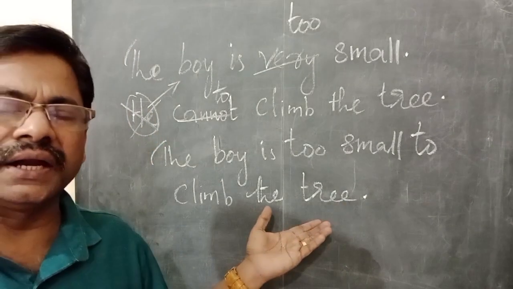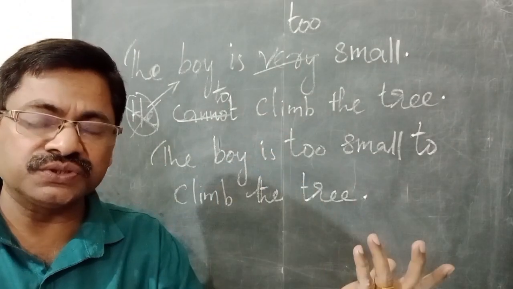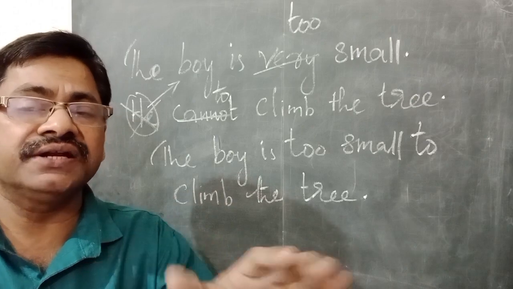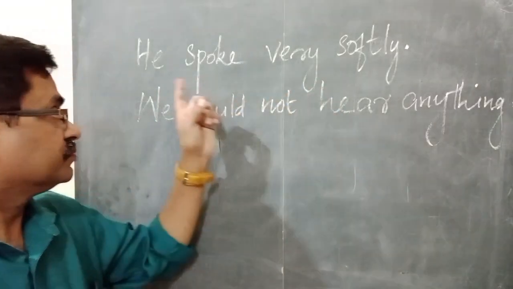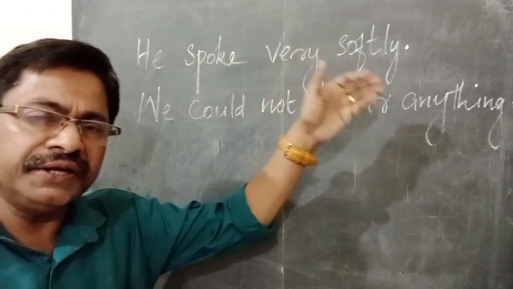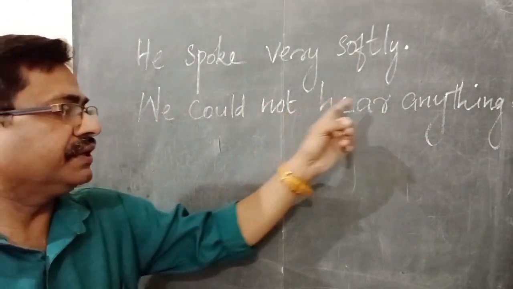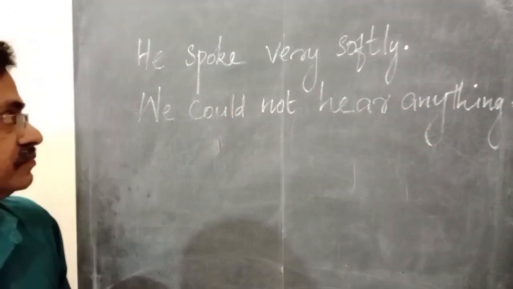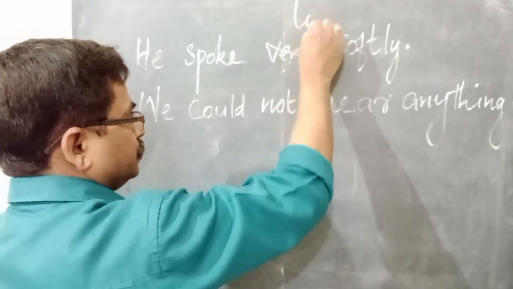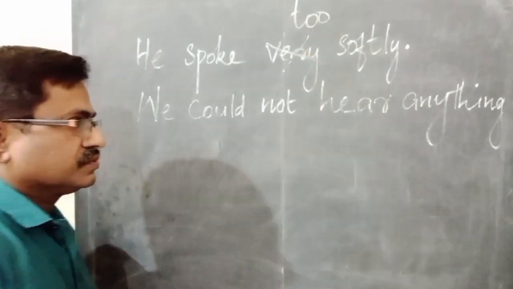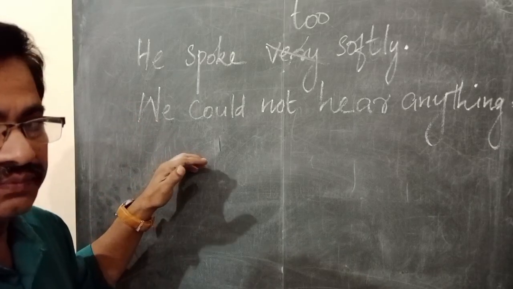Very easily you can write the answer. Now we can do another two sentences with a different subject. Now look at this example. He spoke very softly. We could not hear anything. In the place of very, we have to use too. Sentence complete. Here the subject is different.